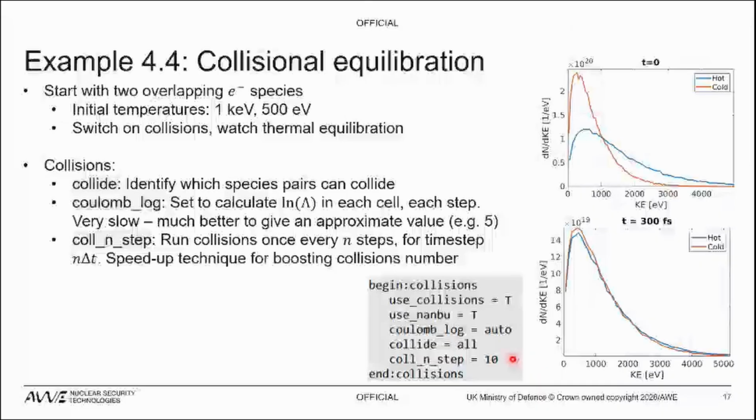Collisions are actually very slow. So what you can do instead, you can run the collisions package once every, say, 10 steps for a time step which is 10 times longer than the simulation time step. You should get the same number of collisions total, but you do the collisions calculation a bit less often, and it makes the simulation run a lot quicker as a result.